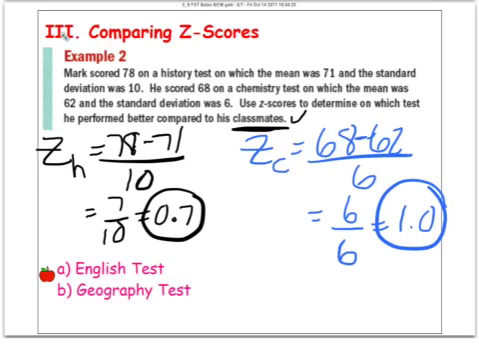In doing this, we can now decide which test he did better on. And this should actually say history and chemistry, so ignore those. Clearly, he did better compared to the class on his chemistry exam.